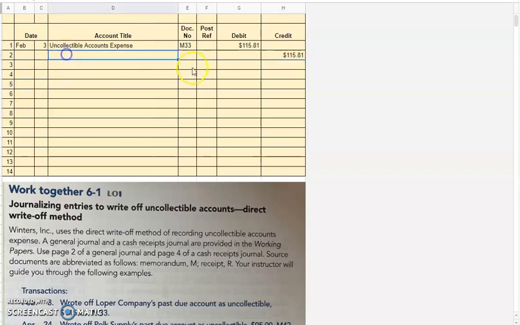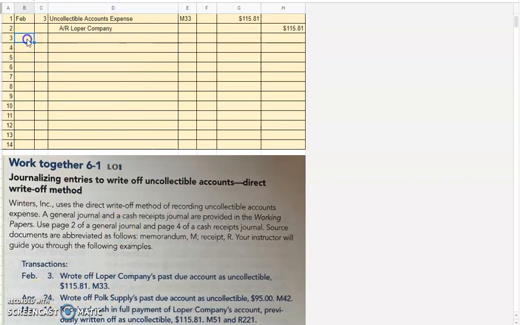Okay. So the credit is going to be to the accounts receivable Loper Company because we've got to reduce that balance. We don't think they're going to pay, right? We're writing off their past due account as uncollectible. They're not going to pay us. So they did have a balance of $115.81. We're just going to cross that out and expense it to uncollectible accounts expense. Okay, so that one's done.